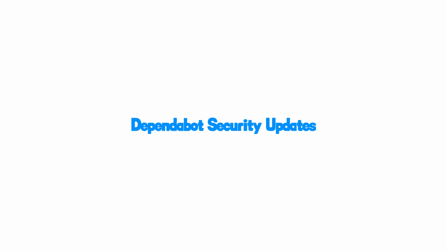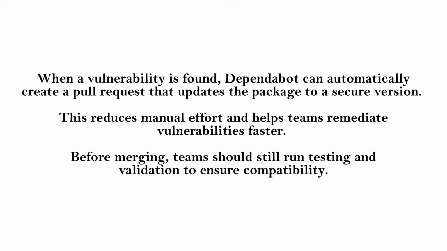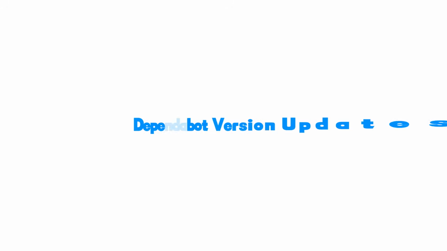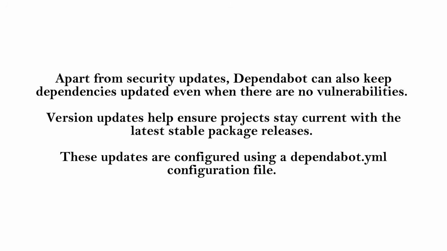Dependabot security updates. When a vulnerability is found, Dependabot can automatically create a pull request that updates the package to a secure version. This reduces manual effort and helps teams remediate vulnerabilities faster. Before merging, teams should still run testing and validation to ensure compatibility. Dependabot version updates. Apart from security updates, Dependabot can also keep dependencies updated, even when there are no vulnerabilities. Version updates help ensure projects stay current with the latest stable package releases. These updates are configured using a dependabot.yml configuration file.